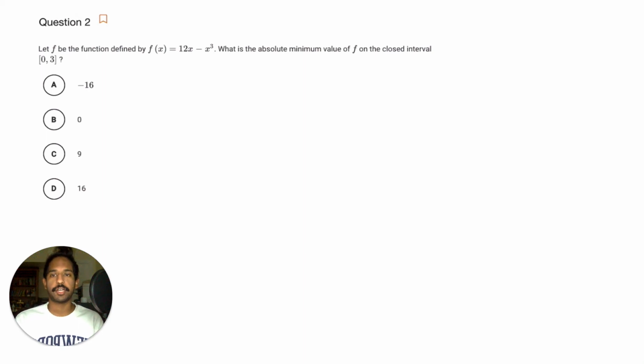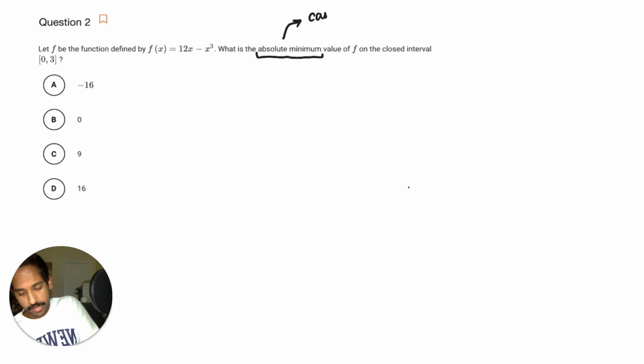We're given a function f defined by f of x equals 12x minus x cubed, and we're asked, what is the absolute minimum value of f on the closed interval from 0 to 3? Now, whenever we're asked to find absolute minimum, we want to think of the candidates test. I'm going to write that down, candidates test. And what does that mean? Critical points and endpoints.